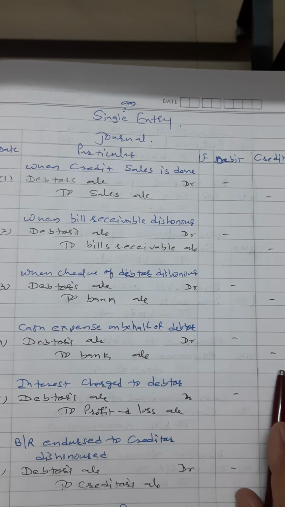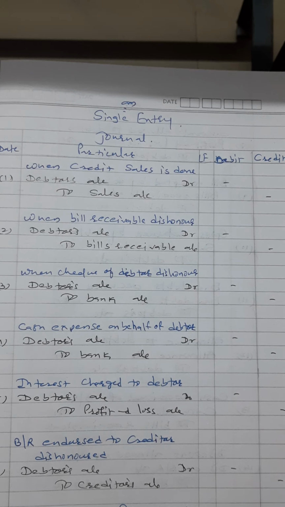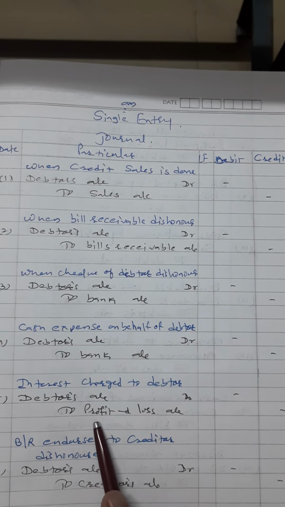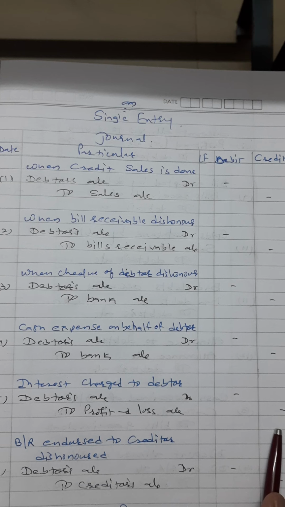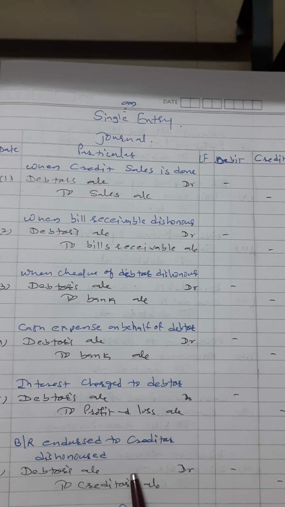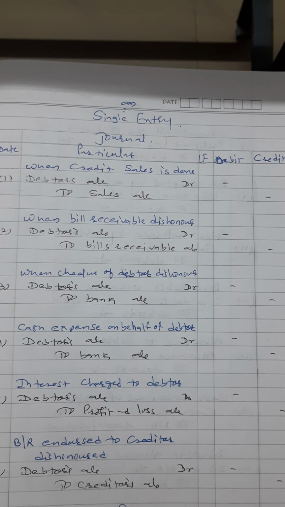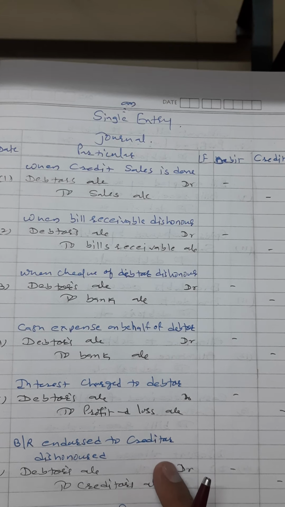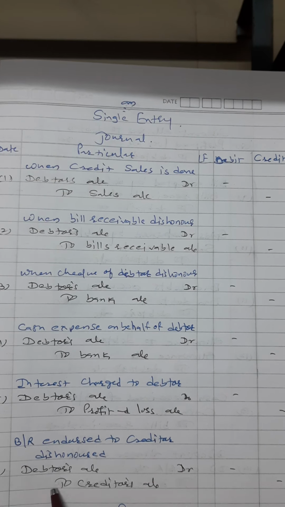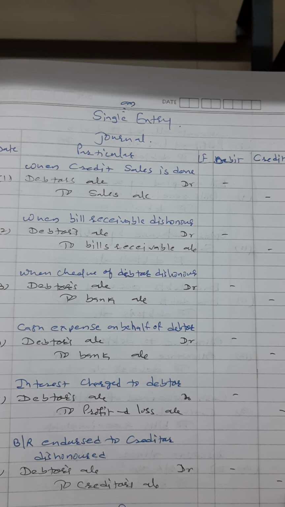Fifth is interest charged to debtor. So debtors account will be debited and profit and loss account will be credited. Sixth is bill receivable endorsed to creditor dishonored. When bill receivable is endorsed to creditor, that means it is given to a creditor and it is dishonored. So debtor again becomes our debtor and creditor becomes again our creditor. That's why debtors account is debited and creditors account is credited.